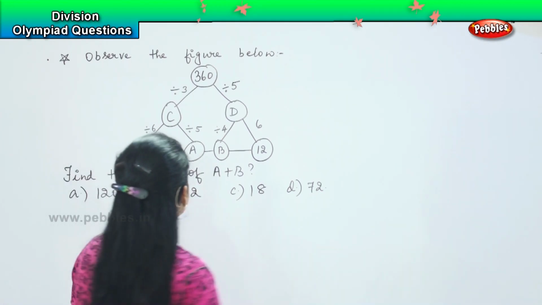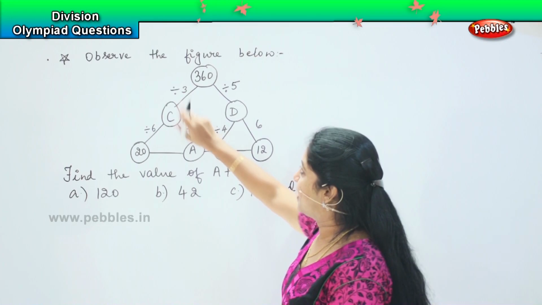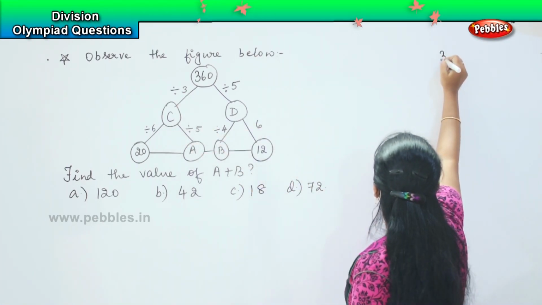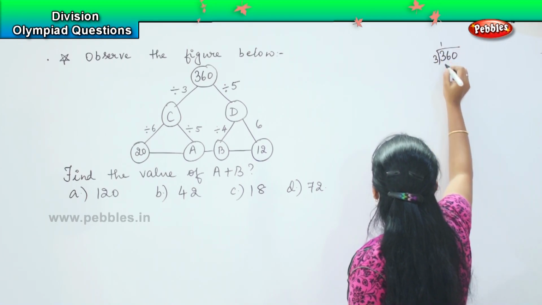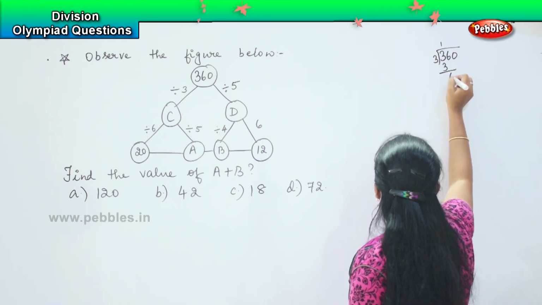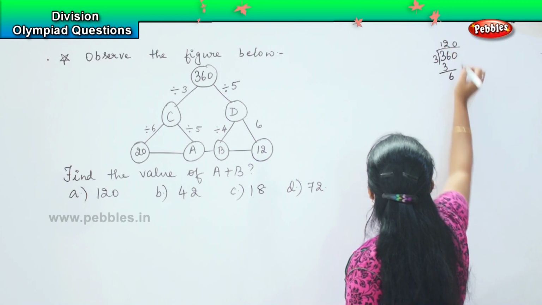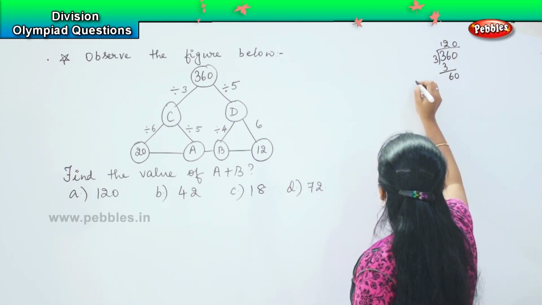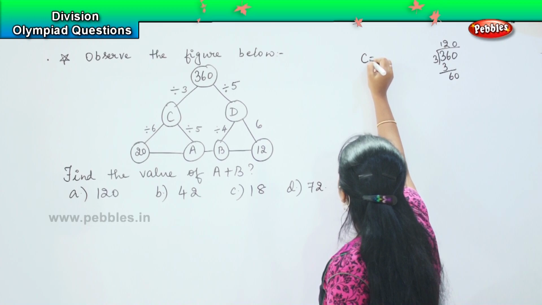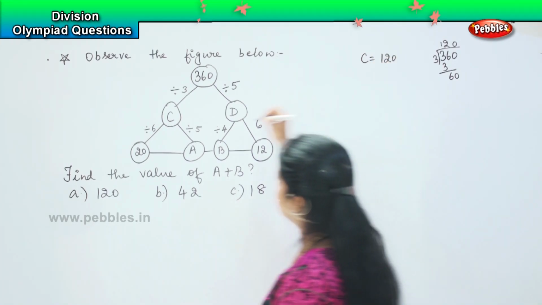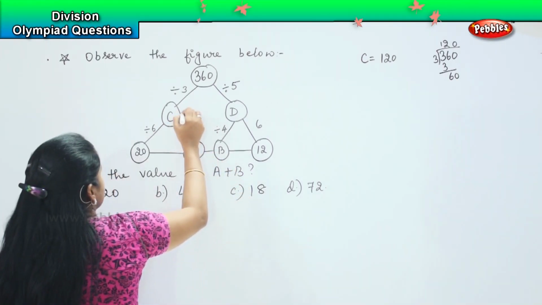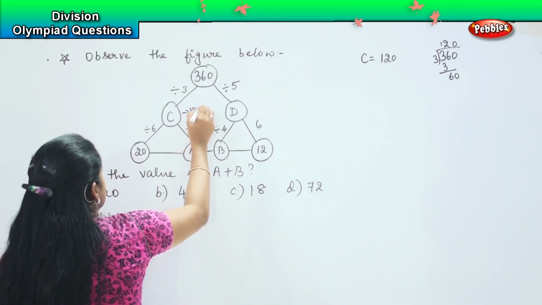The first one says 360 divided by 3. So the first thing we will divide 360 by 3. So 1, then 3 twos are 6. Okay, so which means the value of C is 120. Okay, so here I will get the value as 120.